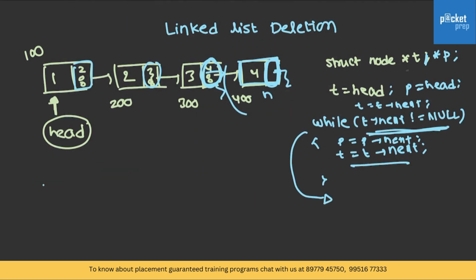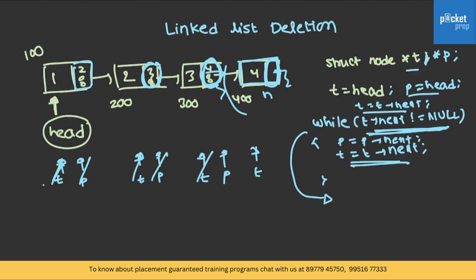Let's just trace it. Initially T is pointing to head, and P is also pointing to head, fine. Now T is equal to T arrow next, so T has been moved to the first node, but P is still there. While T arrow next is not equal to null: whether T arrow next is equal to null? No, right? So this condition is true. So P is equal to P arrow next, P comes here, T is equal to T arrow next, T moves here. After this, whether T arrow next is equal to null? No, right? So T moves further and P also moves further. Now, whether T arrow next is not equal to null, this statement is failing and it comes out of the loop. After it comes out of the loop, just see, P is pointing to the penultimate node and T is pointing to the last node.